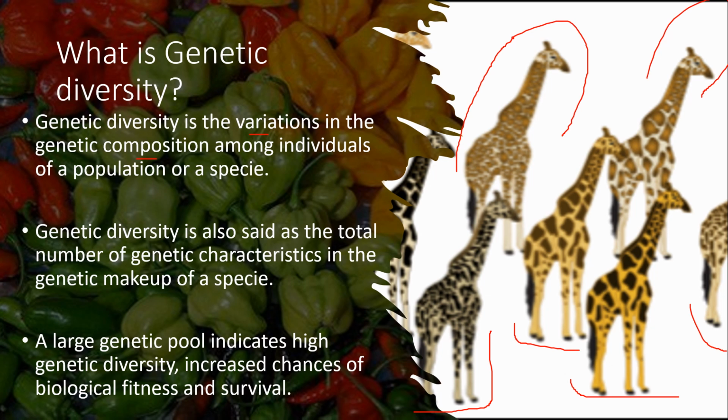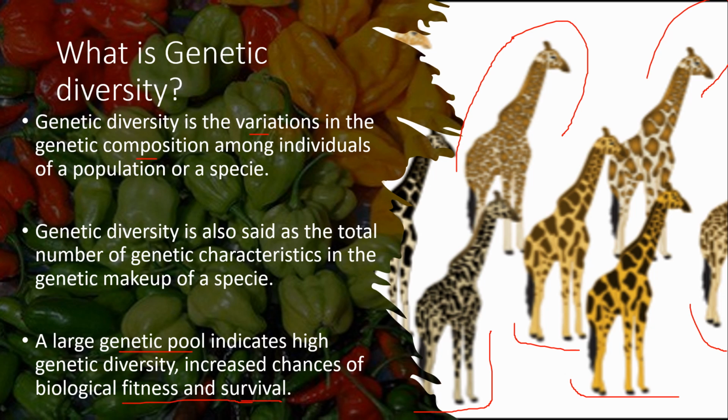So genetic diversity is the variation in the genetic composition among individuals, and it is also said to be the total number of genetic characteristics in the genetic makeup of a species or of a population. And we will study the gene pool. A large gene pool indicates high genetic diversity, which increases the chances of biological fitness and survival.